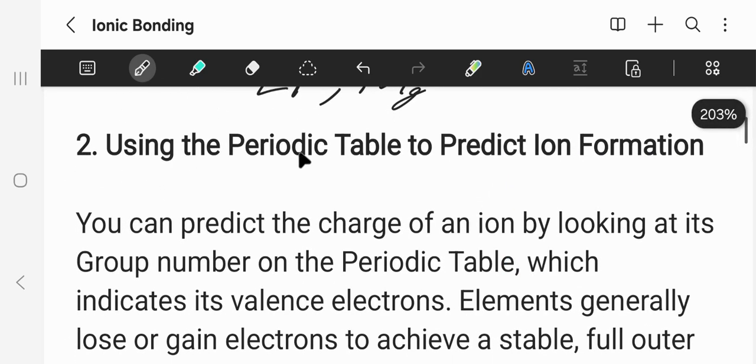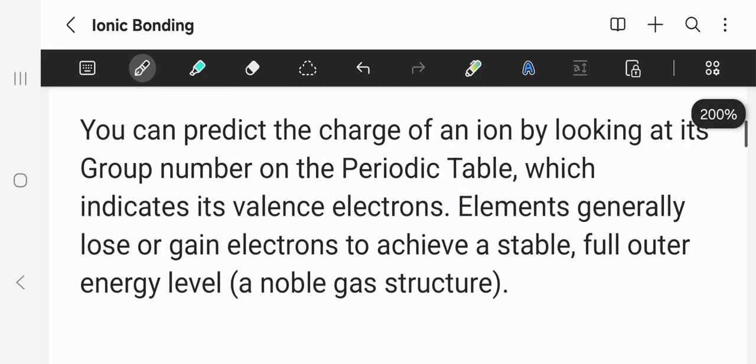Now, we can use the periodic table to predict the ion formation, and this will work by locating our atoms or elements to see where they are positioned. Are they positioned on the side of the metals, or on the side of the non-metals? The ones that are metals will be on the left hand side of the periodic table. The ones that are non-metals will be on the right hand side of the periodic table.